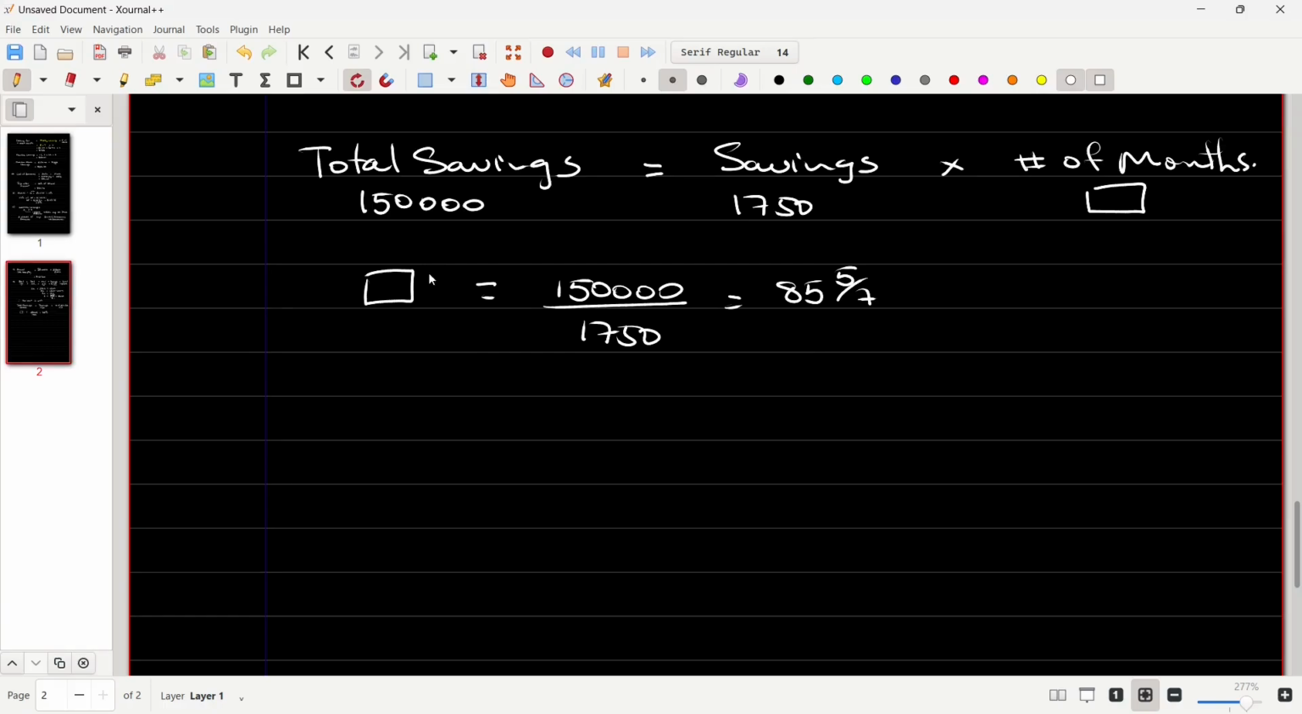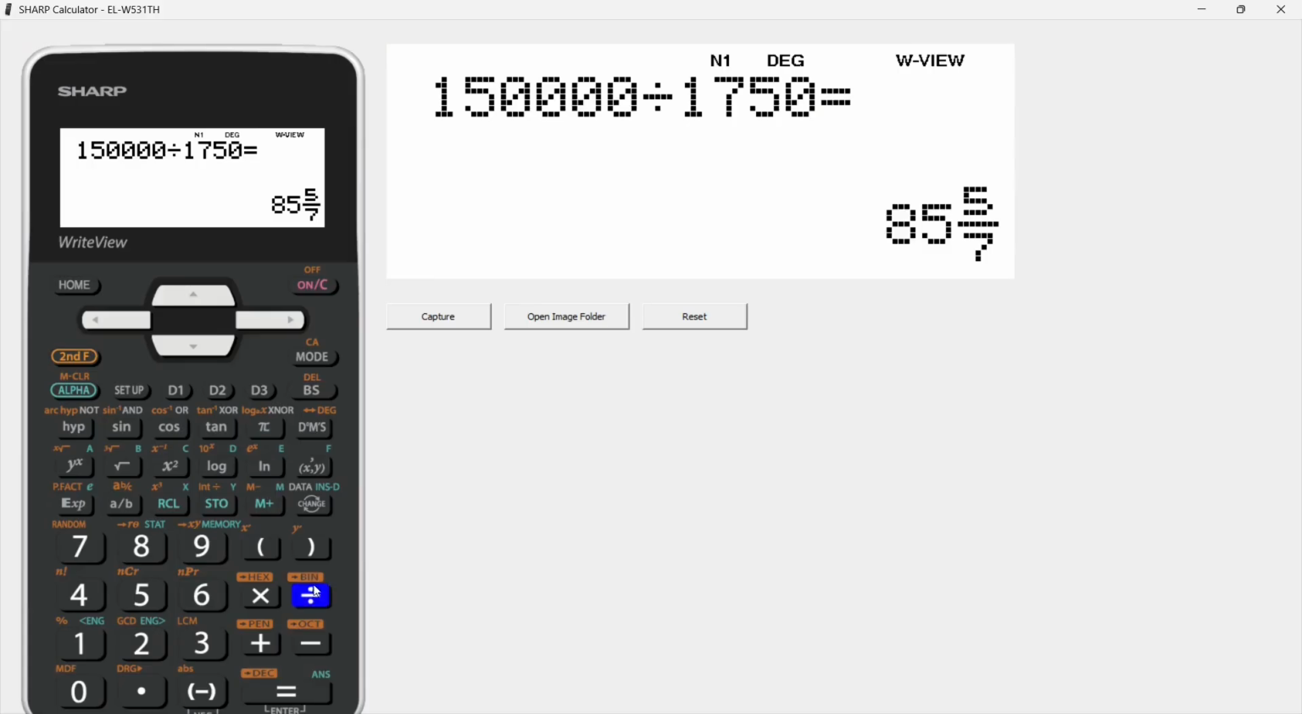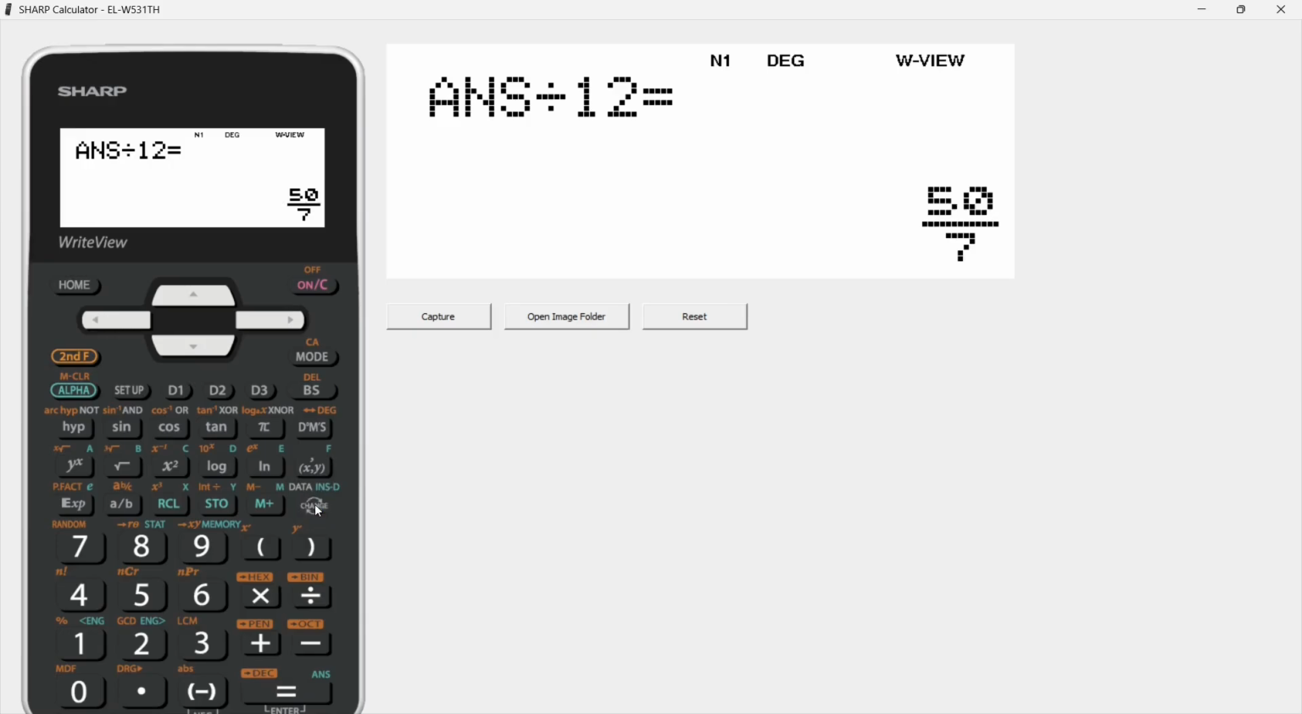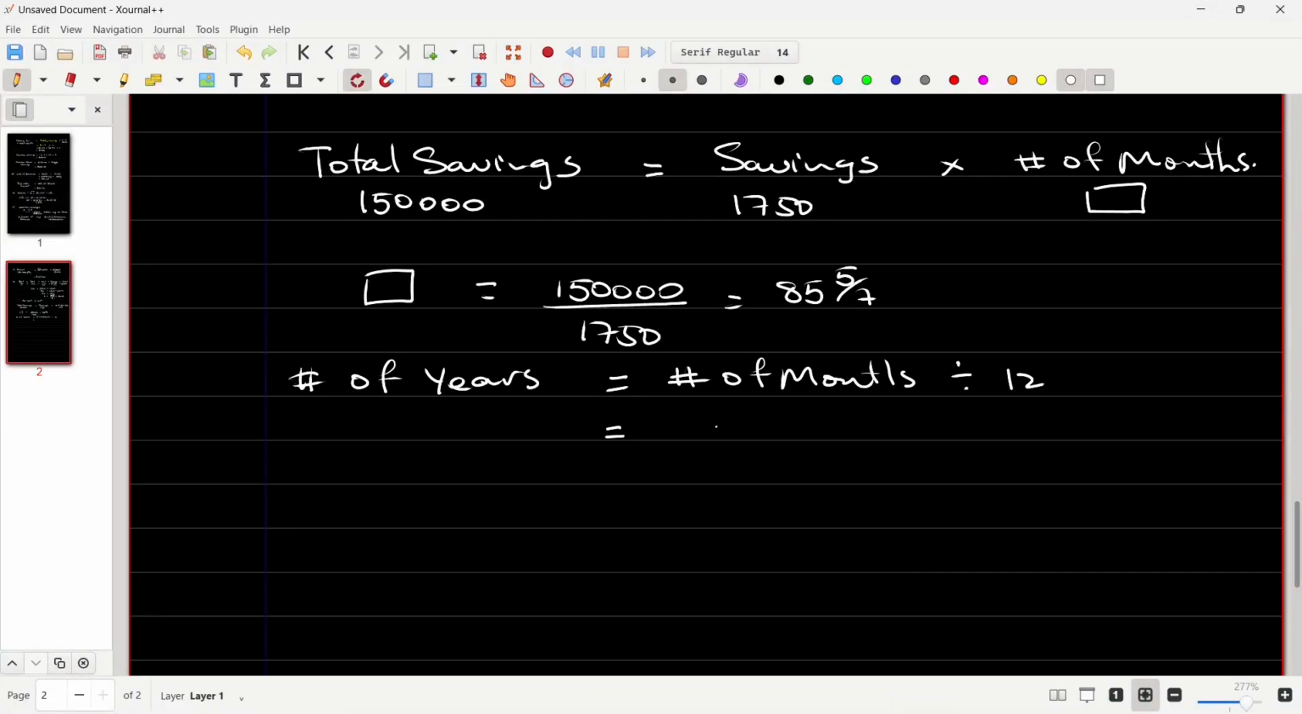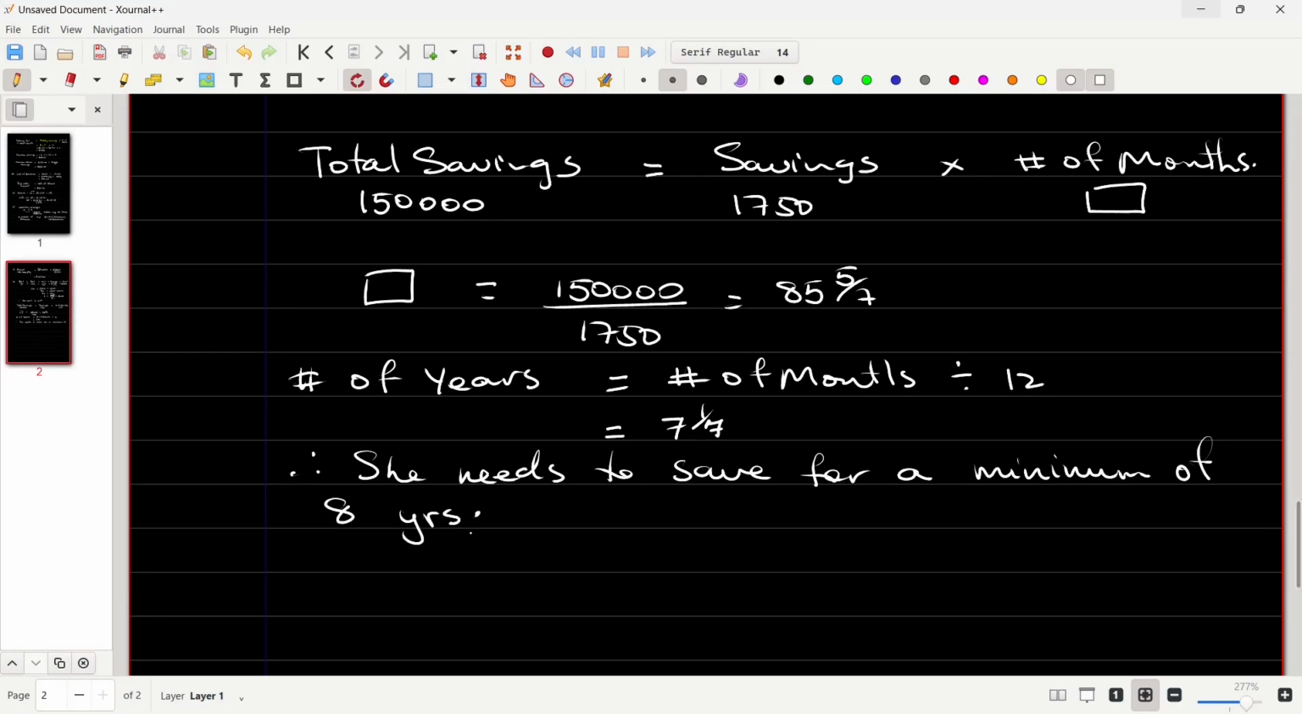Now let's divide that by 12. Number of years would be equal to the number of months divided by 12, which is 7 1/7. Therefore, she needs to save for a minimum of 8 years. All right, they're not asking for the amount of months, and since it crossed 7, we have to do 8. If she saved for 8 years, she'll definitely cross the 150,000.